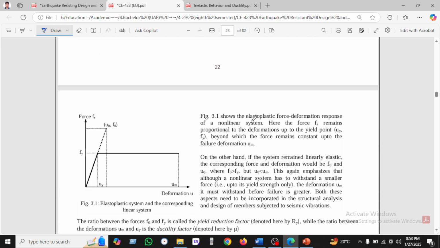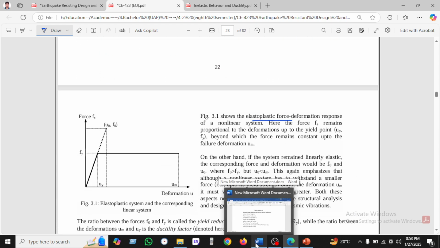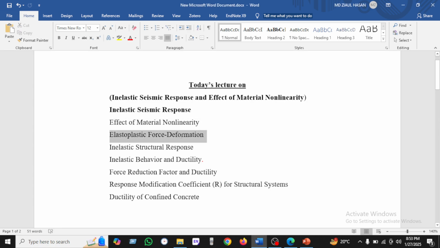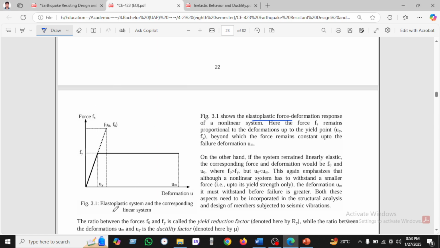So now we will go to the elastoplastic force deformation. This graph represents the elastoplastic system and the corresponding linear system. It shows the nonlinear system. Here the force remains proportional to the deformation, and beyond the yield point the force remains constant up to failure. This is called the elastoplastic force response.